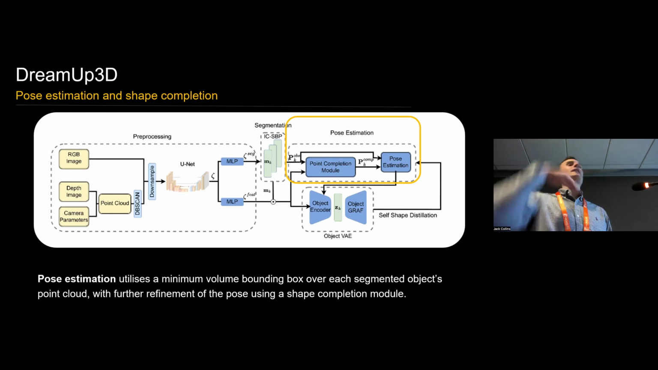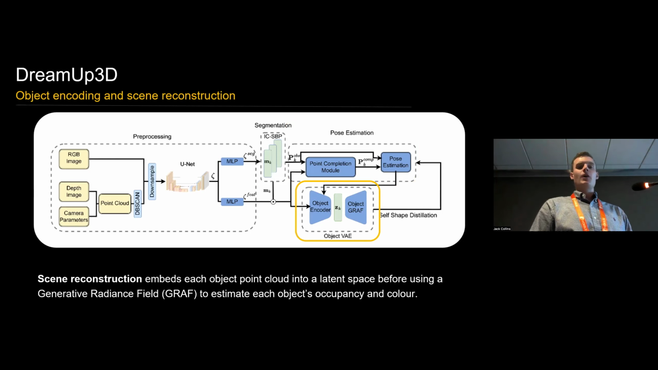Okay, so the backside of objects we might not be able to see a lot of, but based on the training data, we might be able to infer what points should be or would be there. And finally, we have a scene reconstruction which embeds the point cloud. And then using a generative radiance field or a graph, we estimate each object's occupancy and color.